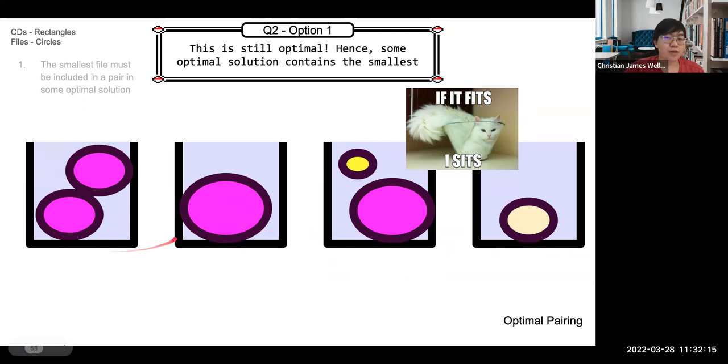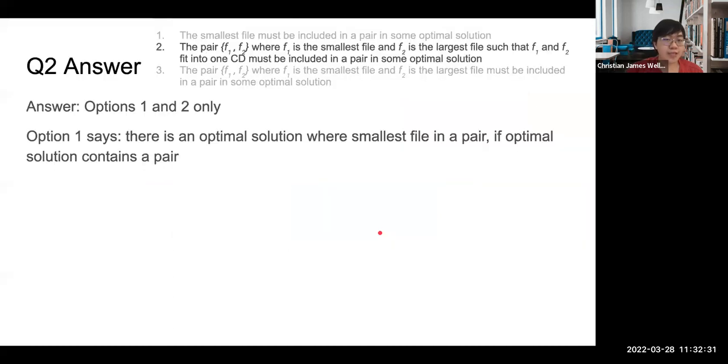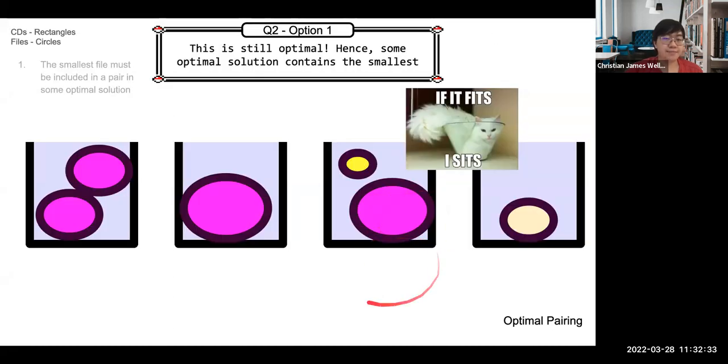We started off with 4. We don't change the number of CDs at all. So therefore, we must have that some optimal solution exists, we don't know which one, that contains the smallest file already in a pair. So that is the argument. This is the cut and paste aspect, where you cut out from the optimal solution and then paste in some greedy choice. And the greedy choice, in a sense here, is the smallest file.